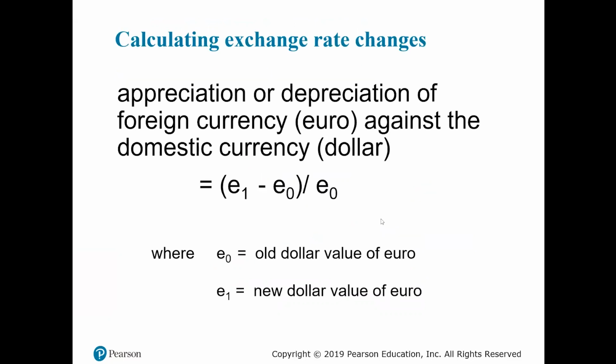Now, how do we calculate exchange rates? We talked about these things last week. Let us try to refresh our memory. Appreciation or depreciation of foreign currency against the domestic currency is how we determine it: E1 minus E0 divided by E0. E0 is the old dollar value of euro, and E1 is the new dollar value of euro. This is how we determine whether foreign currency appreciates or depreciates against domestic currency.